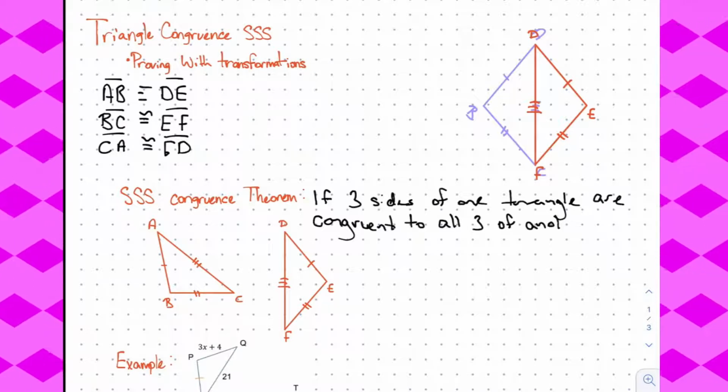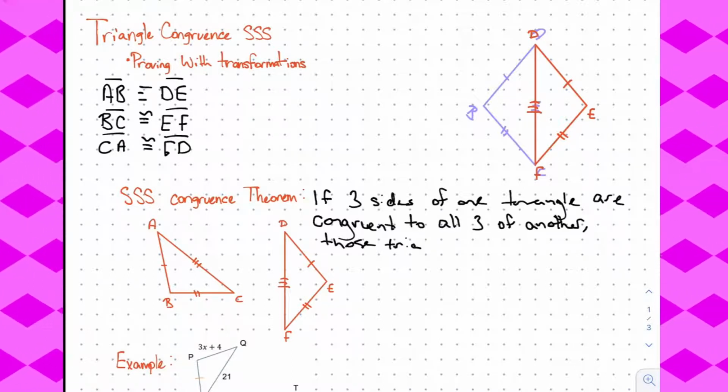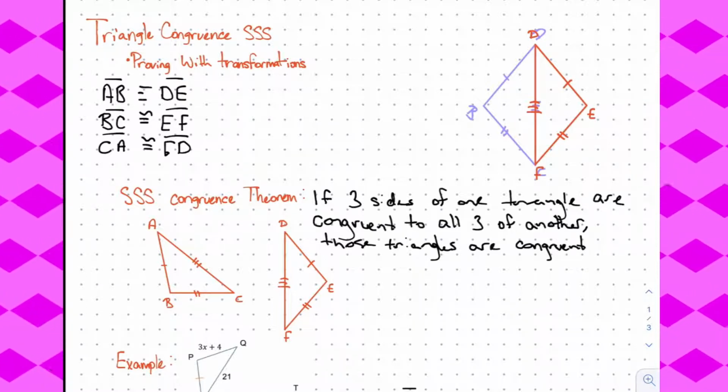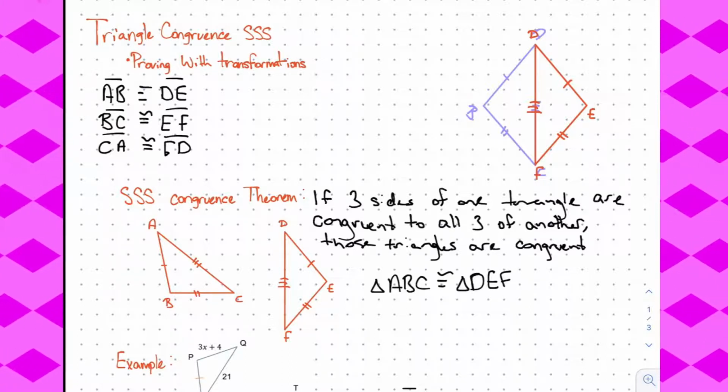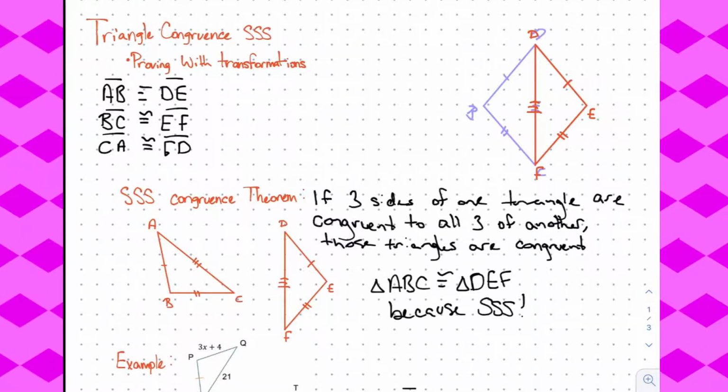If 3 sides of a triangle are congruent to 3 sides of another triangle, then those two triangles are congruent. So here we have triangle ABC is congruent to triangle DEF because of side-side-side.